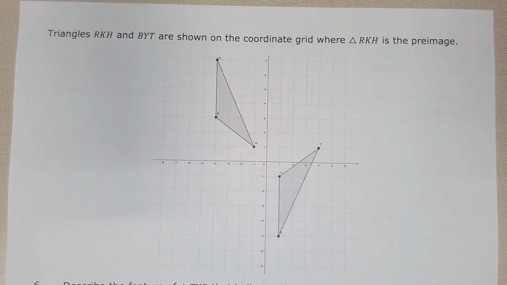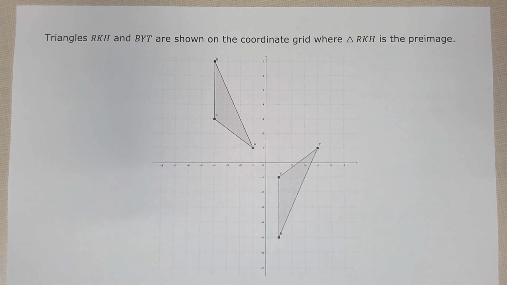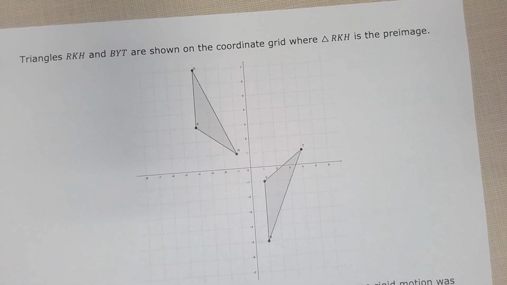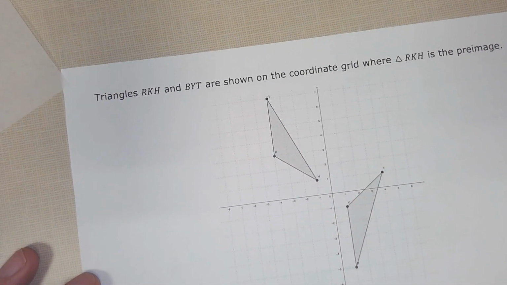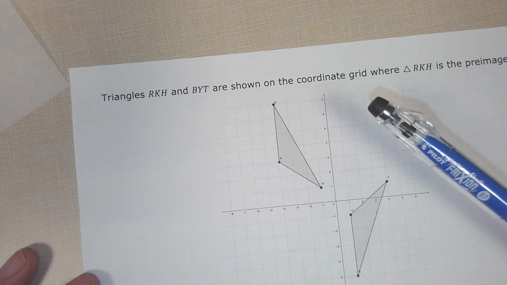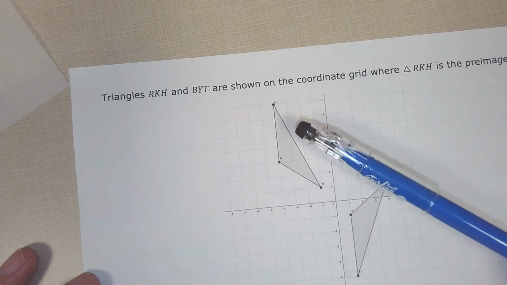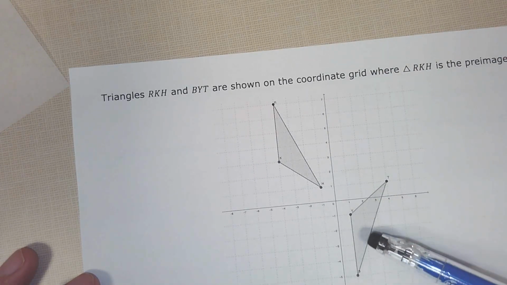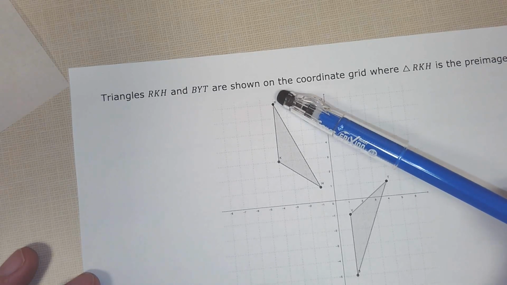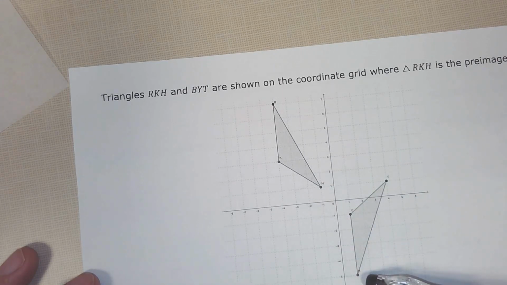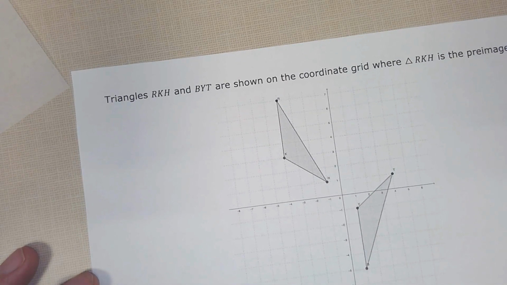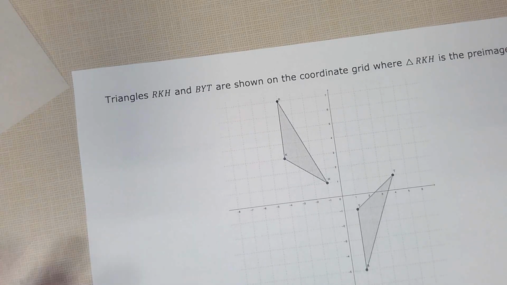The next set is going to be, well, what happened between these two triangles? I got triangle RKH and I got triangle BYT. The R is on the top here and the B is on the bottom here. So that's kind of a giveaway that something weird's going on. That's a key indicator there.